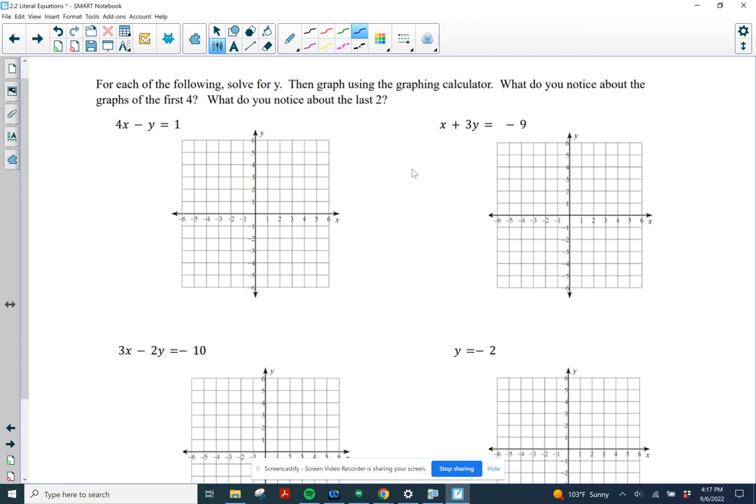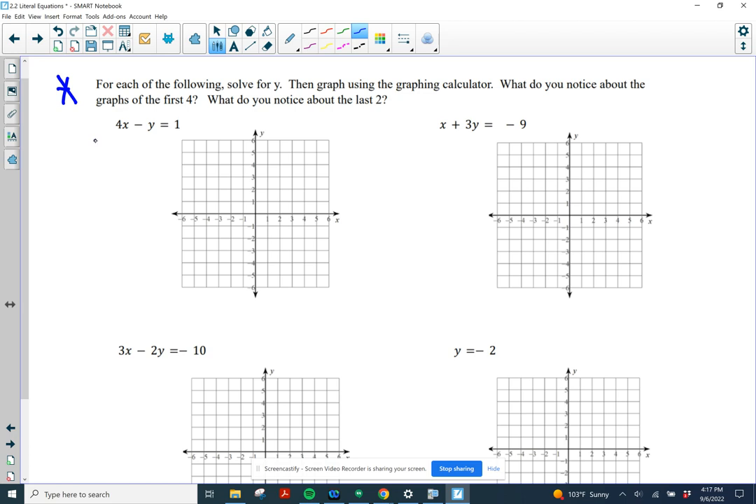Okay, so this is the second part of 2.2. We're going to keep working with literal equations, and we're going to do some graphing on the calculator as well. So notice what it asks us to do. For each of the following, solve for y, then graph using a graphing calculator. What do you notice about the graphs of the first four? What do you notice about the last two?